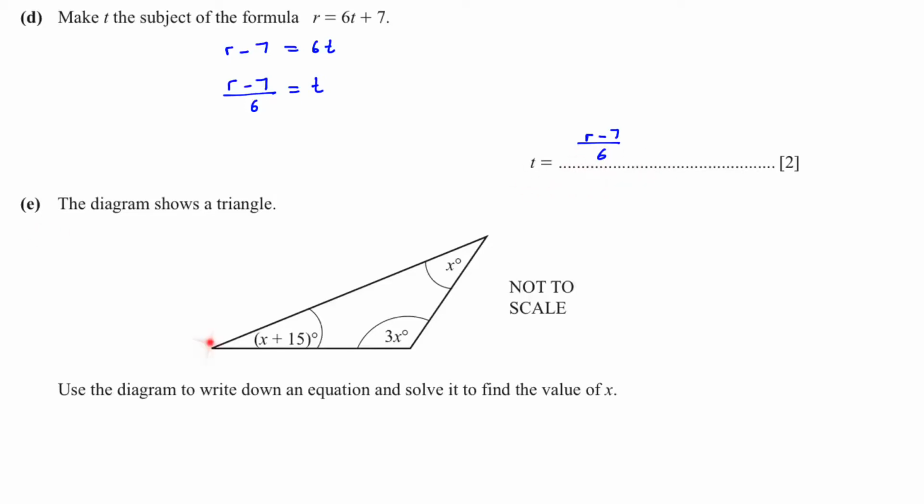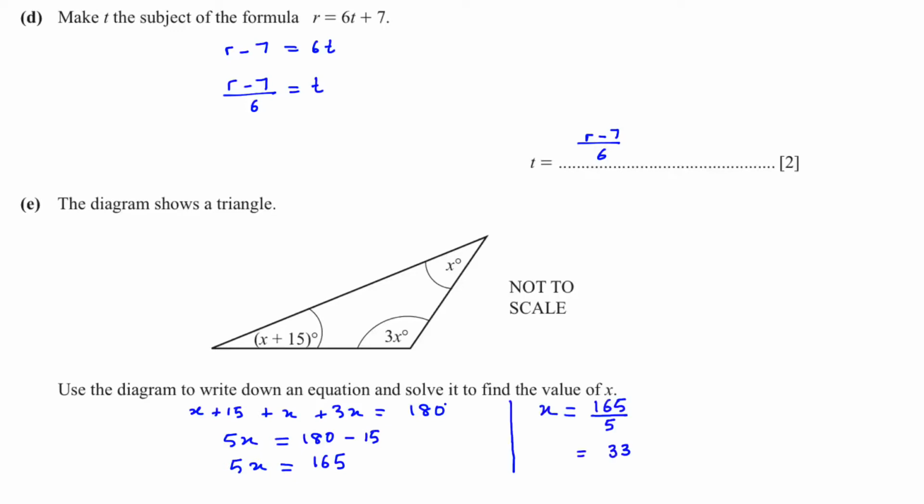In D, we have been given a diagram, and we use the diagram to write an equation and solve it to find the value of x. You know that the sum of the three angles is equal to 180. So x plus 15 plus x plus 3x is equal to 180. Add the x's together, you will get 5x, and the 15 we bring to the other side, 180 minus 15. Therefore, 5x is equal to 165 and x is equal to 165 divided by 5, which is 33.